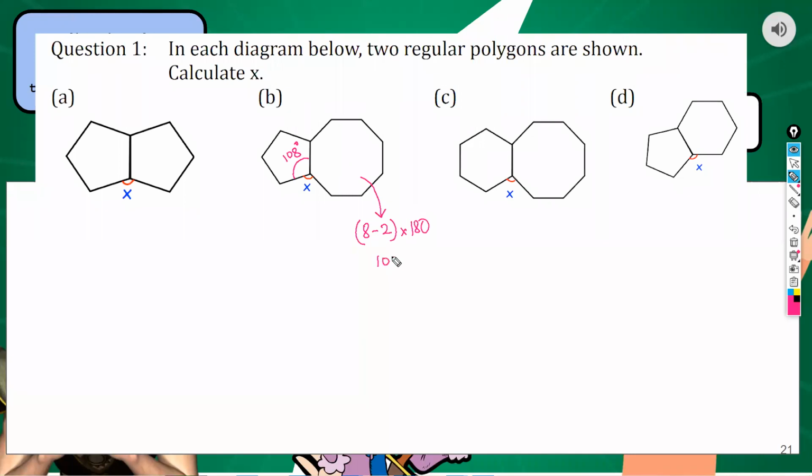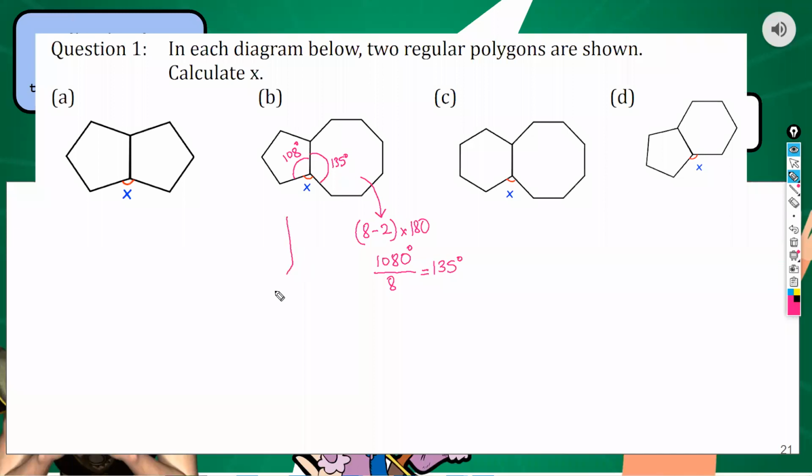it's 1080 degrees. But that's all the angles, all 8 angles added up will give me 1080. Now it's a regular shape, which means all the angles are the same. So we divide it by 8 to get the value of 1. And I'm getting 135 degrees. So all of the angles here are 135 each.